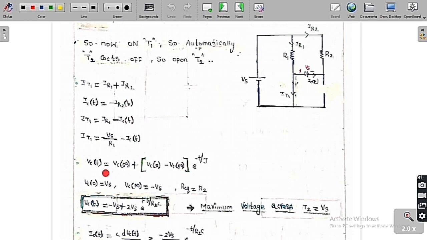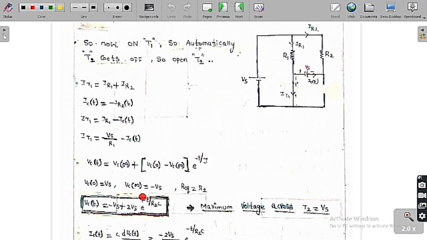Now we want to find the nature of the capacitor voltage. By the standard formula, the capacitor voltage Vc of t is equal to final value plus initial value minus final value into e to the power of minus t by tau. Now I want to find the initial value of the capacitor voltage. As I have already told you, the initial value of the capacitor voltage is equal to Vs, which is the assumption I have already given.